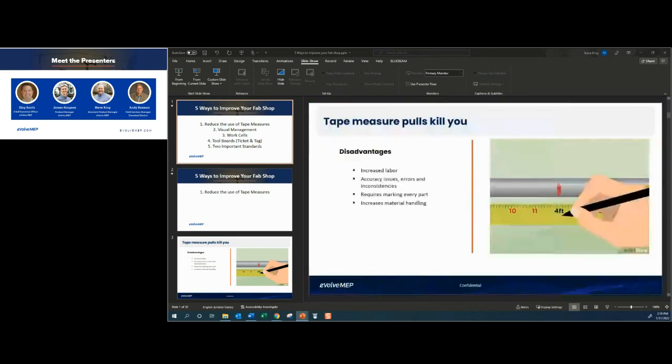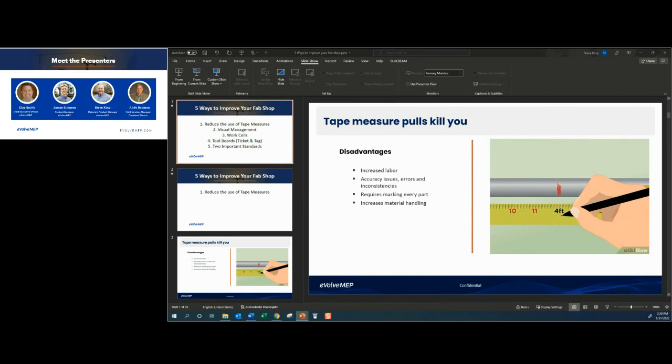So we'll just jump right in and take a look at reducing the use of tape measures. During repetitive tasks, the pulls of the tape measure kill you over time. If you're cutting hundreds and hundreds of parts and pieces, then measuring, marking, cutting really increases the labor and inefficiency of that operation, and the accuracy errors and inconsistencies that come from that.